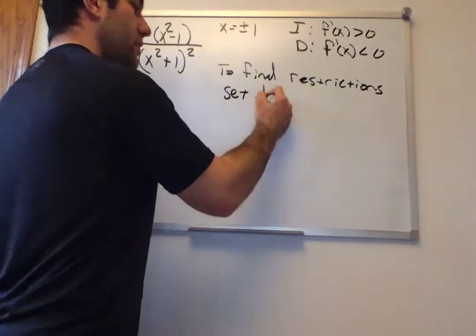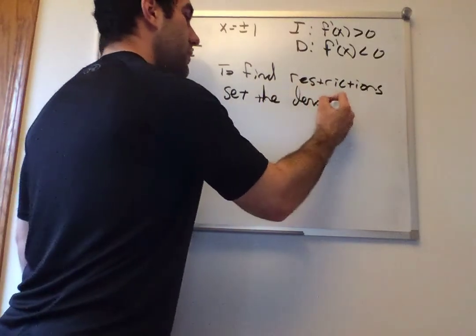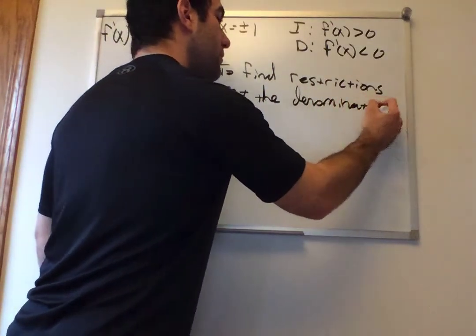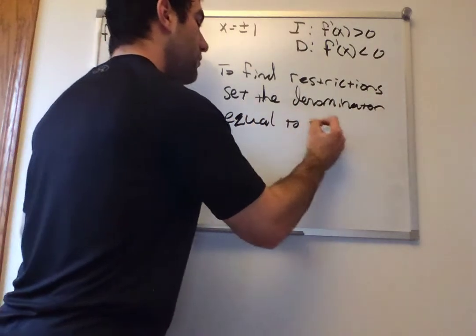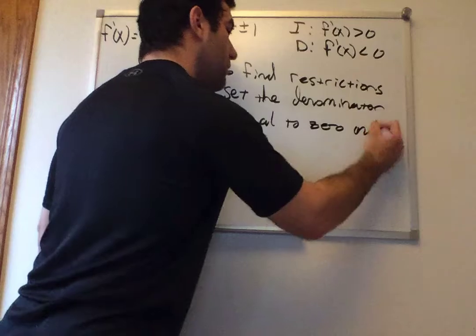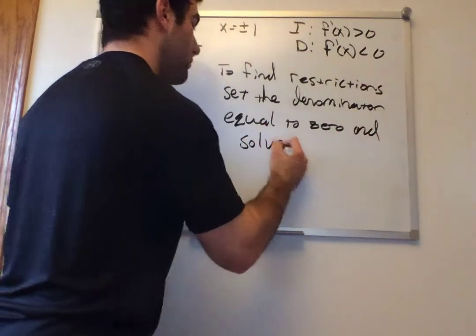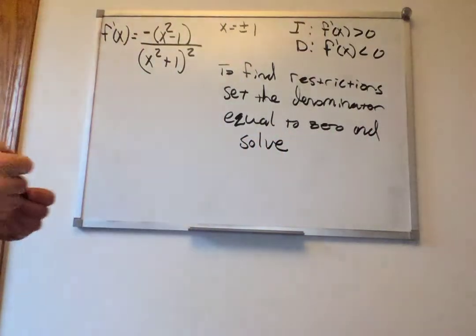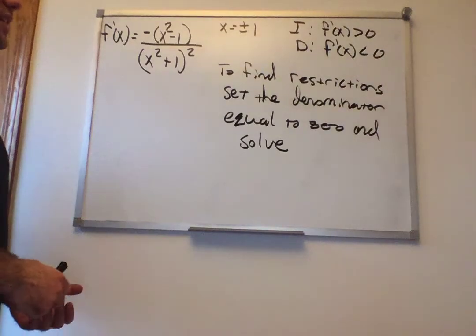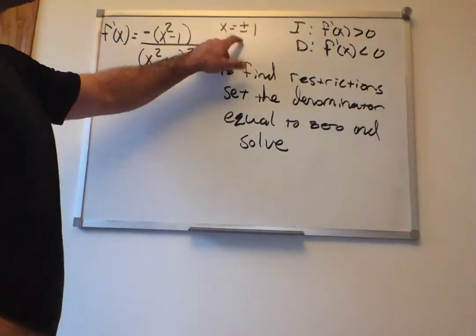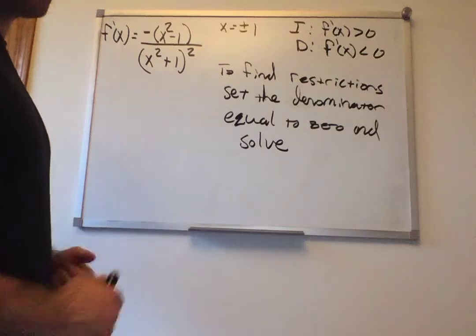Set the denominator equal to 0 and solve. So just to find the restrictions, you just set the denominator equal to 0, solve that equation, and those numbers you're going to include to split up your number line.